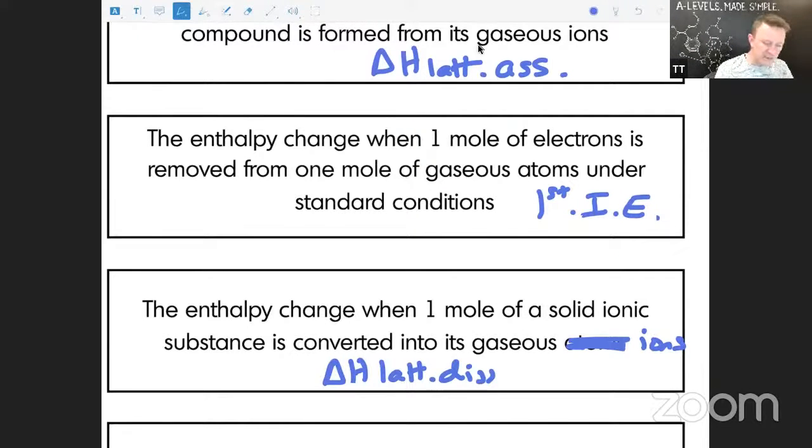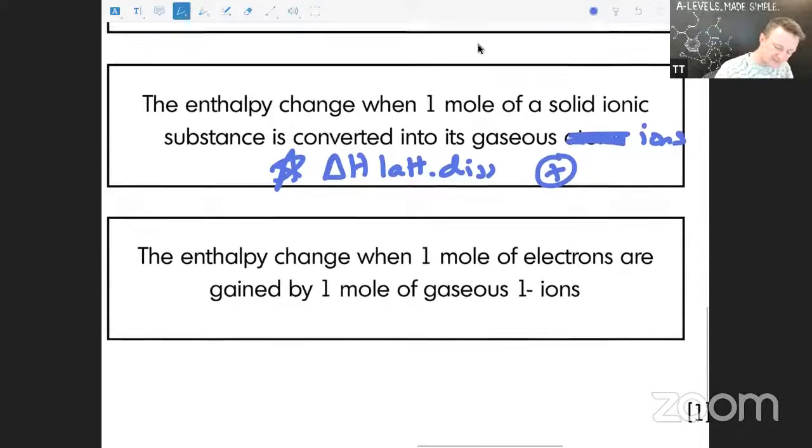Which of these two, this one up here and this one down here, is endothermic? Which one has a positive value to it? Top one or bottom one? Miss C says the bottom. Yeah, absolutely. This one's positive, and this one's negative. So it's the bottom one. Obviously, you need to put energy in to break those electrostatic attractions, don't you?